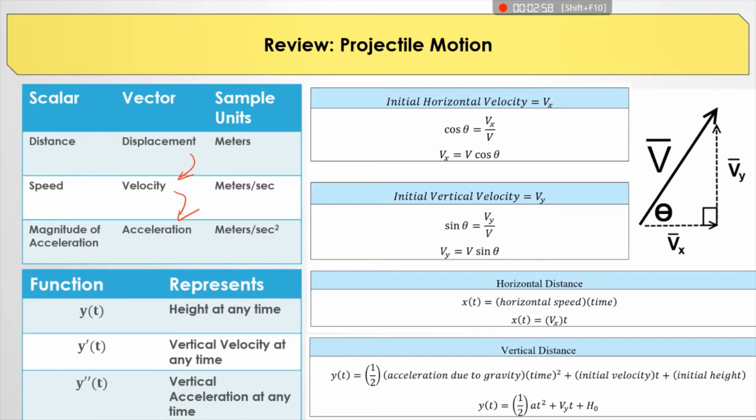As we worked out 3 or 4 class periods ago, that would give us half of the acceleration due to gravity times time squared once we worked backwards with our acceleration, plus our initial velocity times time, plus our initial height.